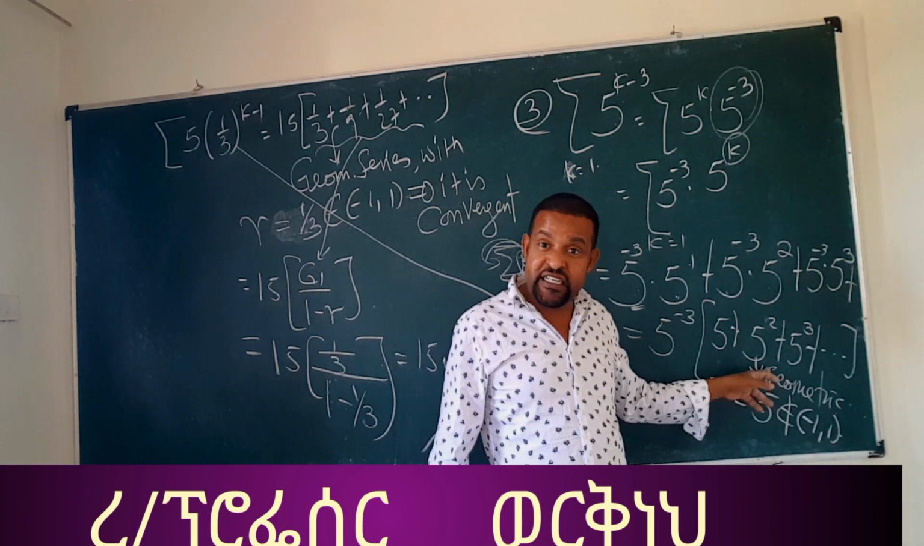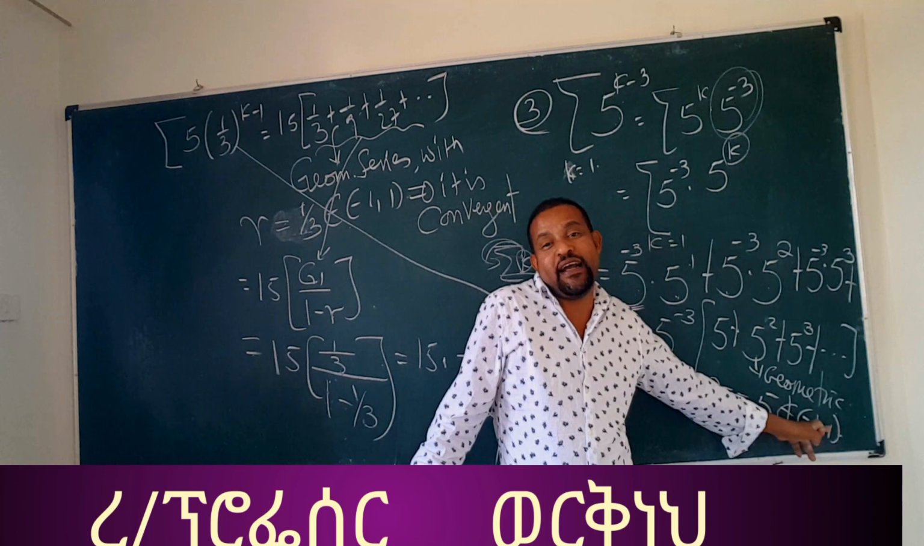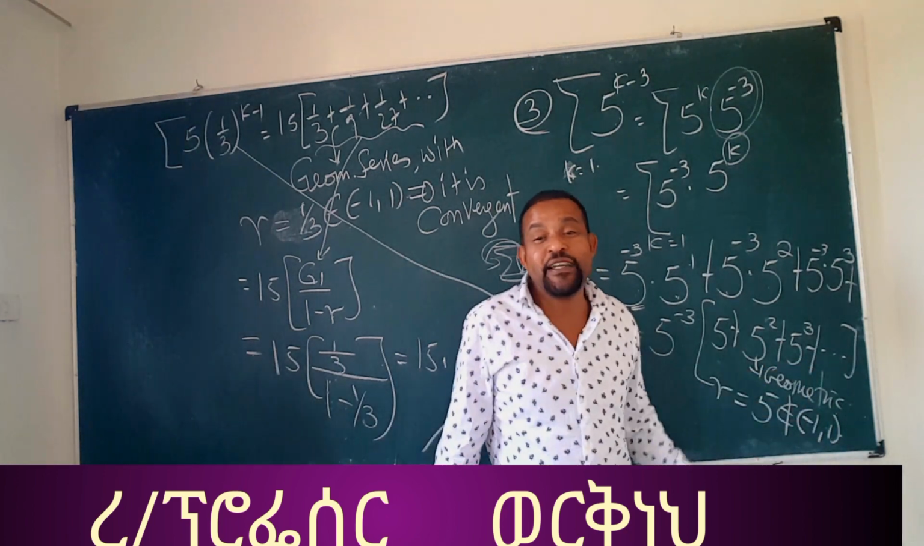ምንም እንኳን ጂኦሜትሪክ ሲሪየስ ቢሆንም ኮመን ሬሾአችን 5 ነው። 5 ደግሞ በኔጌቲቭ 1 እና በ1 መካከል አይገኝም። ስለዚህ ጂኦሜትሪክ ሲሪየሱ ምን ያደርጋል ማለት ነው?